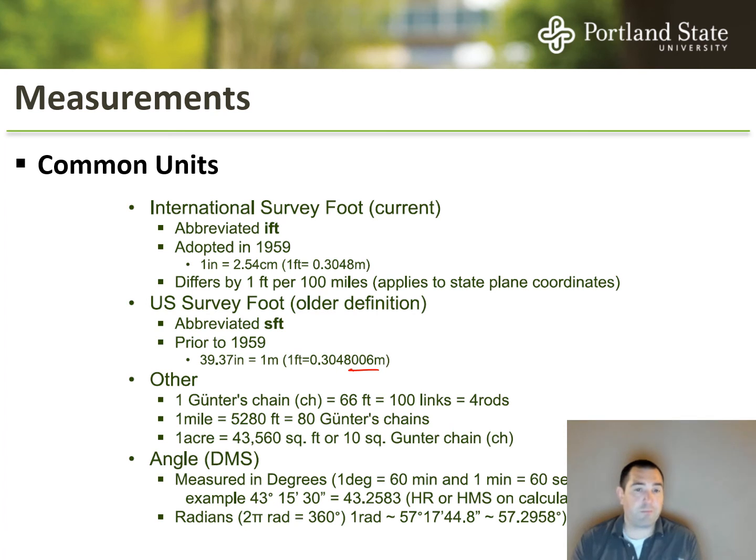Common other units that you're going to see, like one chain. The standard chain is 66 feet, and we're going to see why that is what was used to define the acre. It's 43,560 square feet, or 10 square chain. So 10 times 66 squared would be 1 acre.